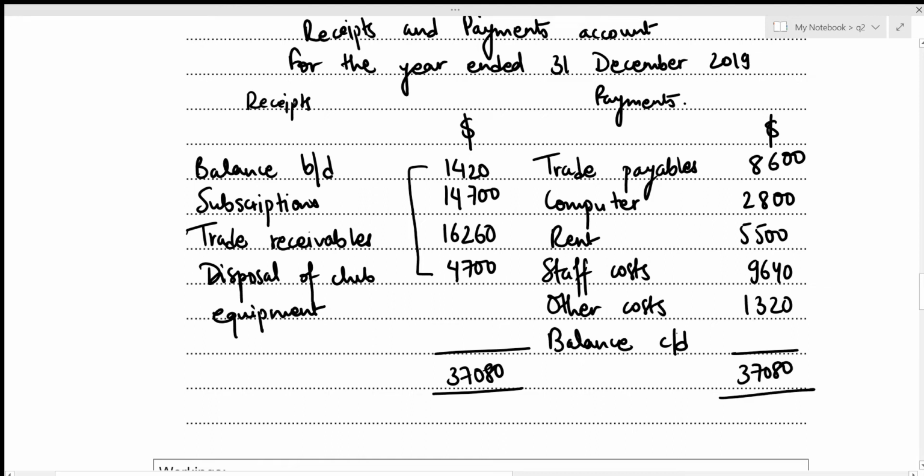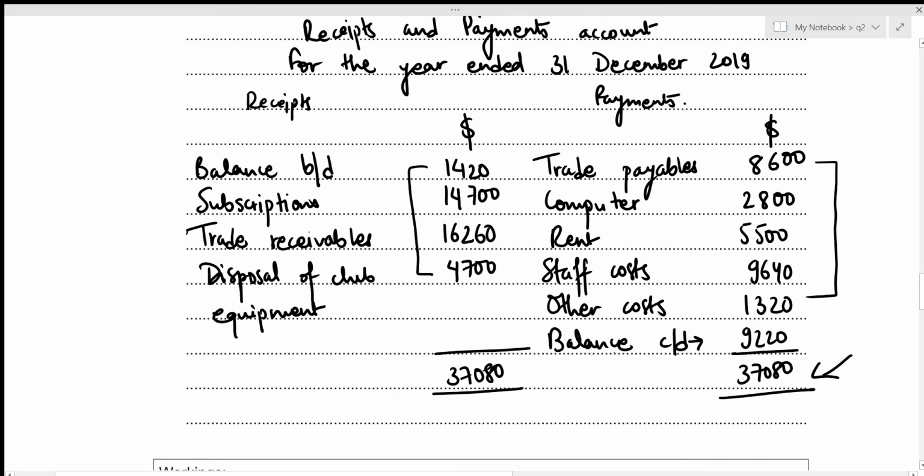Now this closing balance acts as a balancing figure, and whenever we're trying to figure out the balancing figure, we just need to subtract all of these values from the total. In this case, that's going to be 37,080 minus 8,600 minus 2,800 minus 5,500 minus 9,640 minus 1,320, which results in the closing balance to have the value of 9,220.